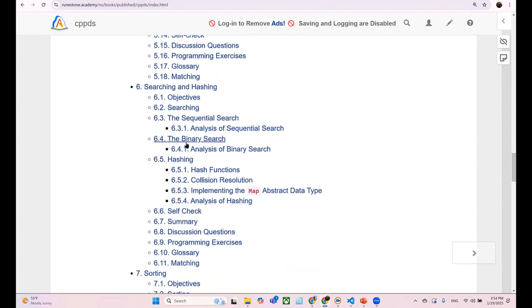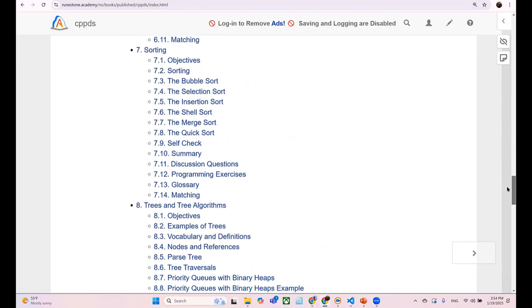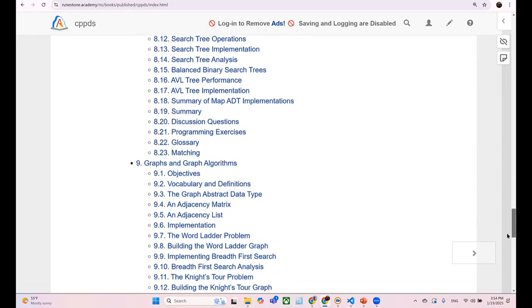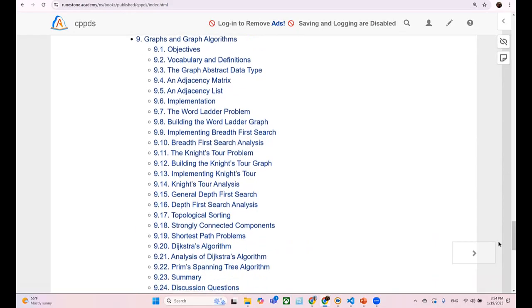So we'll go to chapter 6 for the hash table, starting from the hash table. And then we'll go to trees, directly jump into trees. And then we'll go to graphs. Chapter 9, you see chapter 9 is very, very long.